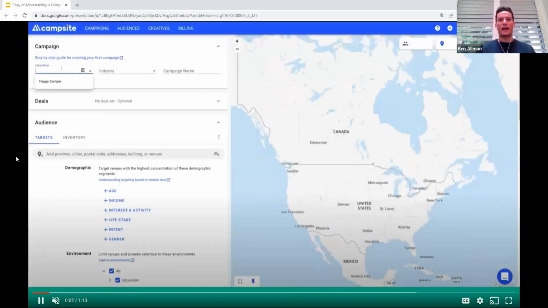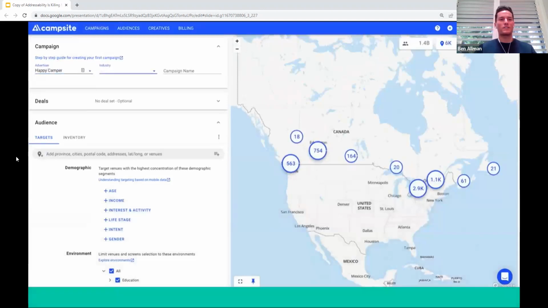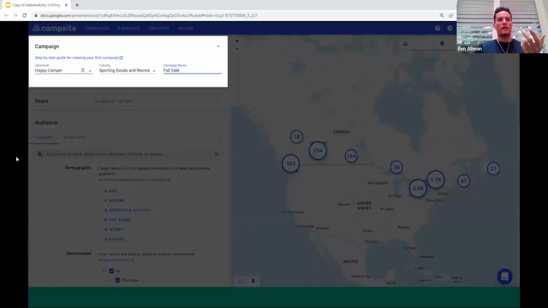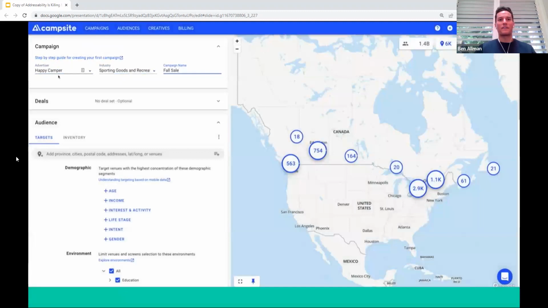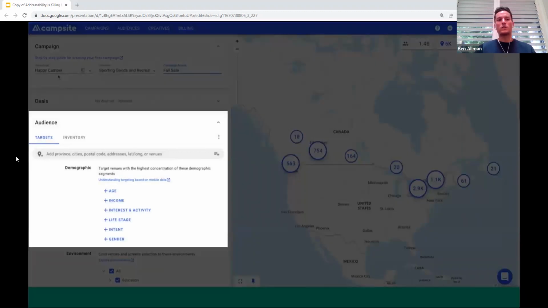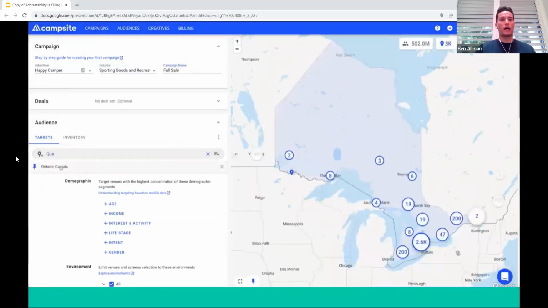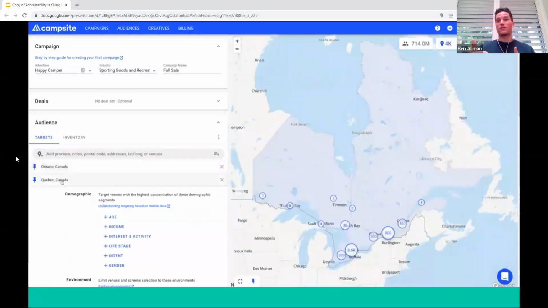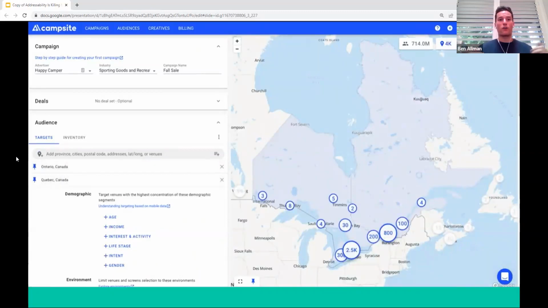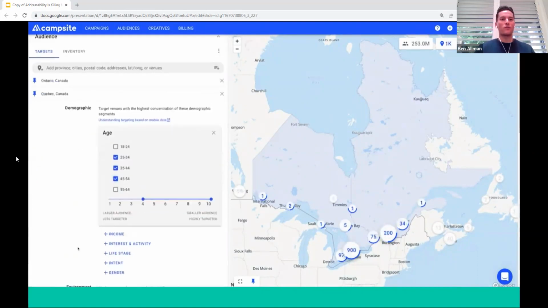And we'll be using our Canadian instance of Campsite for today's demonstration. We enter the advertiser name and the campaign name. Once we've done that, we enter any locations or specific locations that we might like to target. In this case, it's Ontario and Quebec, but we can be as specific as we like. It doesn't have to be a province. It can be a street, a lat-long coordinate, a suburb, so on and so forth.